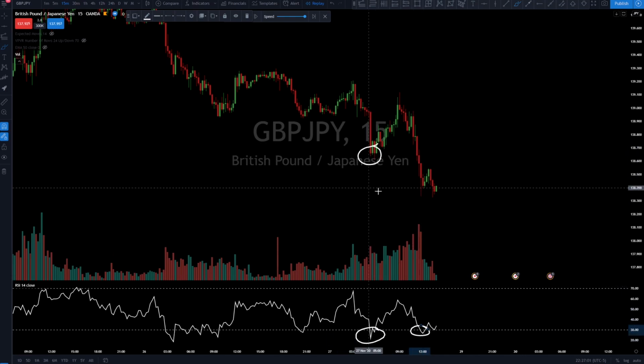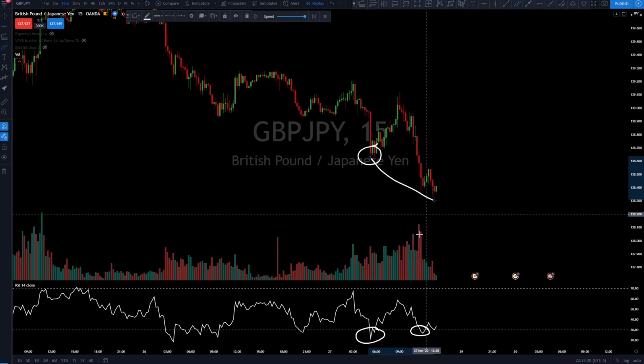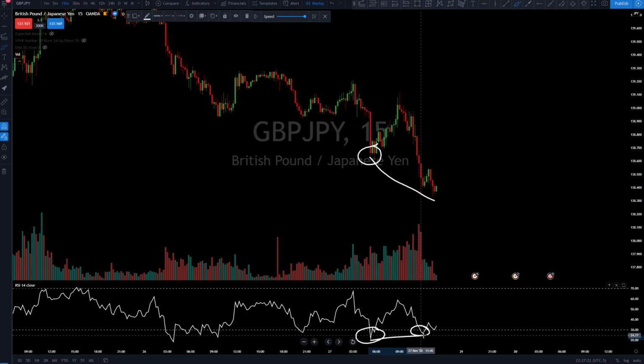But when we look at price action lows, we see that this low is lower than this low, while on the RSI, this low is higher than this low. So basically, price action trend is down, RSI trend is up, and that's what we call a divergence.